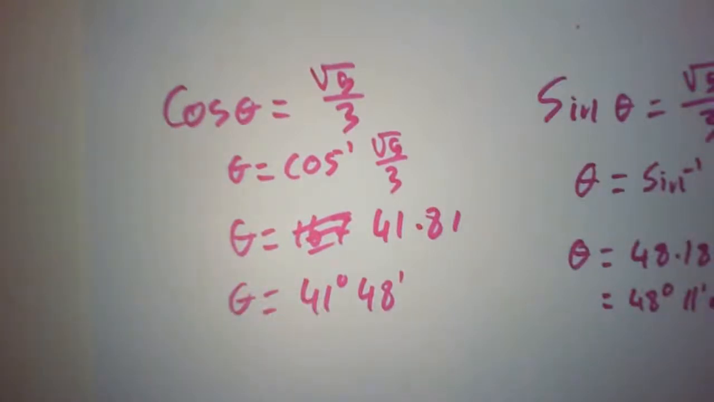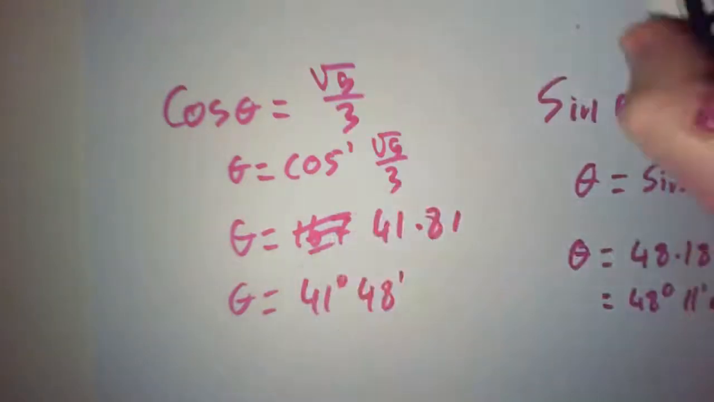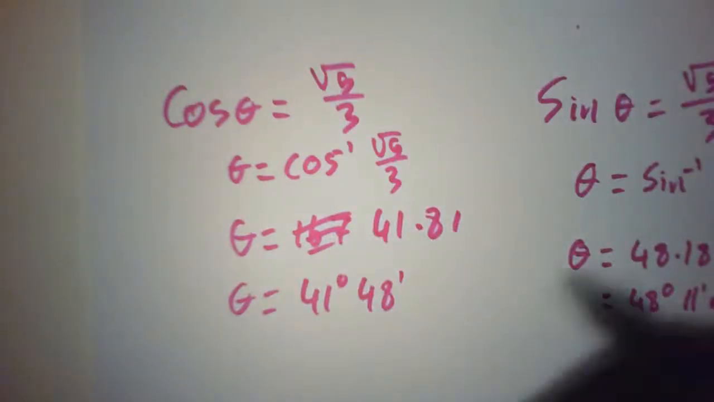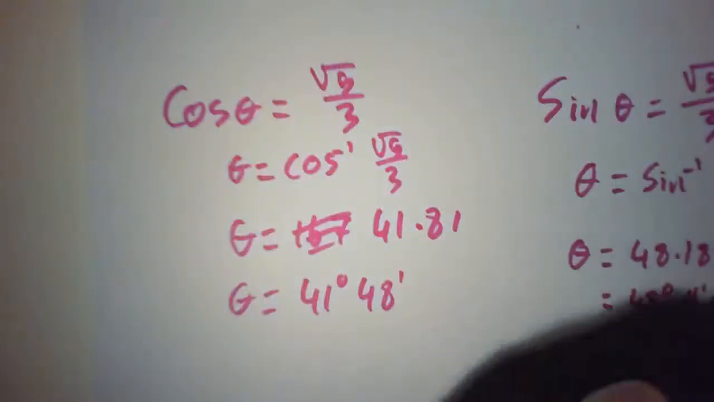Okay. So that's it. That's how you use your calculator. Just be aware that you can use your calculator to reverse the process of turning cos into the angle and angle into the sine, cos, or tan at that angle.